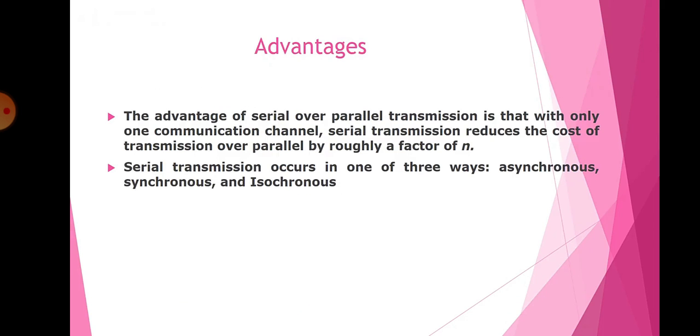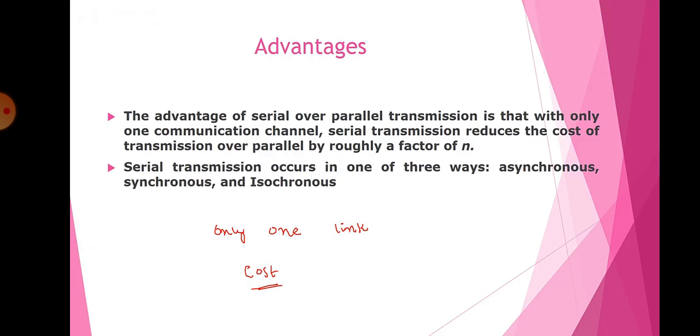The major advantage of serial transmission over parallel transmission is that only one communication channel is required. Here we need only one link or communication channel. Serial transmission reduces the cost, obviously. It is more cost effective than parallel transmission by roughly a factor of n. But the speed of the transmission is less compared with the parallel mode of transmission.